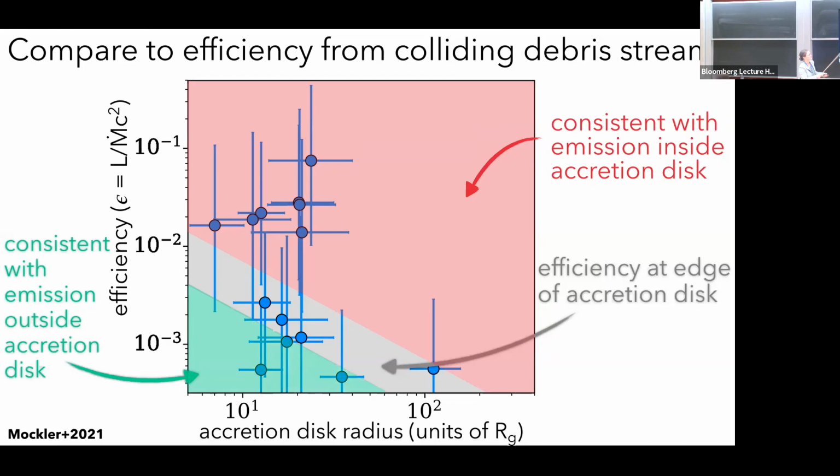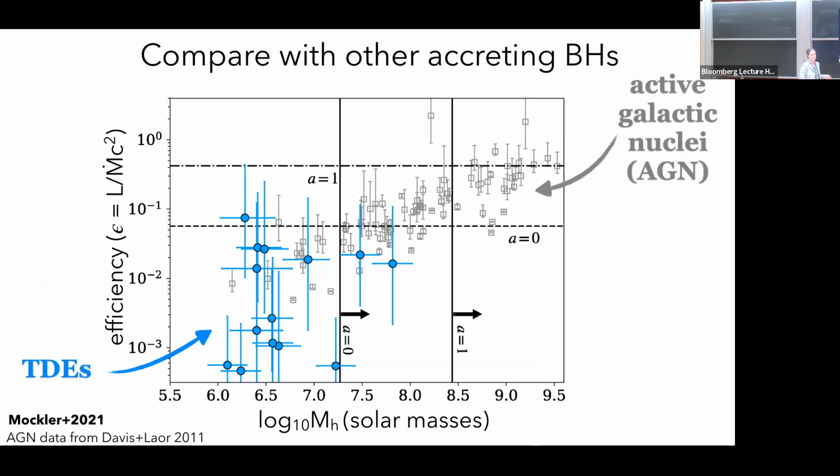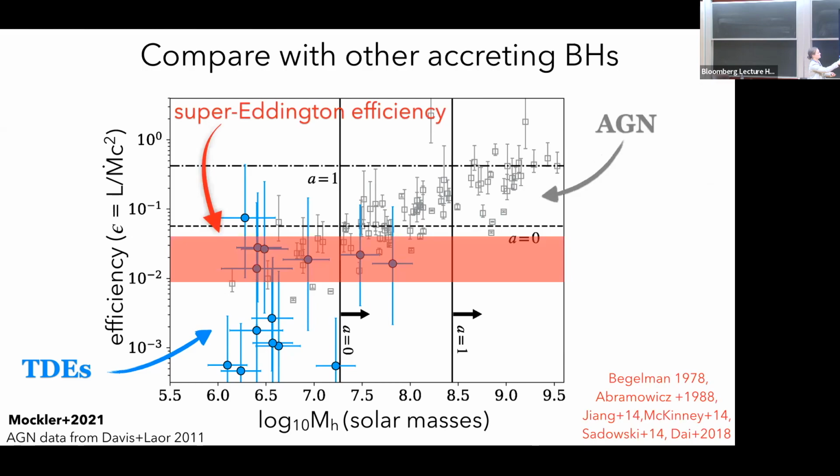And so basically what we find is there are really large uncertainties, but it seems like for the most part, from our modeling, we're getting efficiencies that are more consistent with shocks and accretion disk emission, or shocks at the scale of the accretion disk, than they are with stream collisions at very large radii. And in fact, we can also just compare this with other accreting black holes. This is a plot in the background from Davis and Laor's 2011 paper, where all the gray regions are AGN, and the TDEs on top of it are in blue. Just to note, the super-Eddington efficiency expected from various simulations is in red here. You can see about half of the efficiencies that we're getting are basically overlapping with the AGN. Some are smaller, but even a subset of these appear to be too efficient to come from radii outside of the circularization radius. So maybe they're from that circularizing process itself.